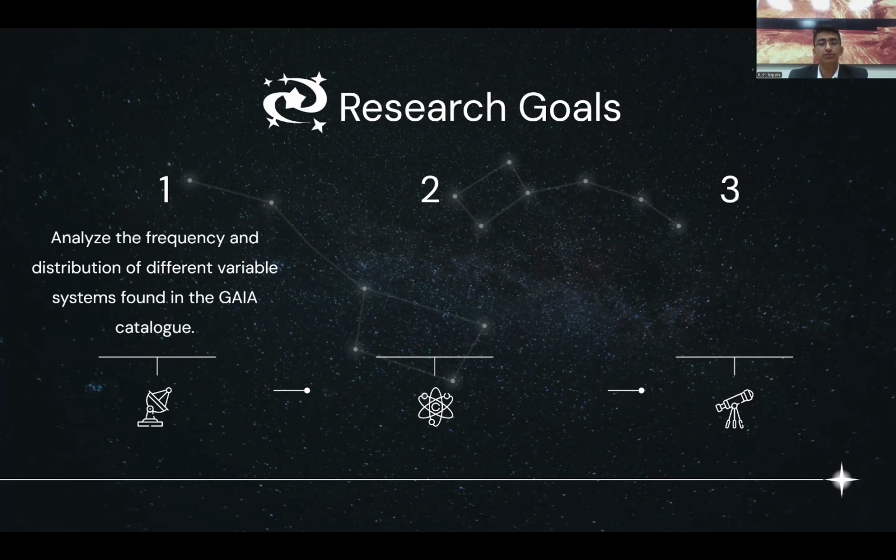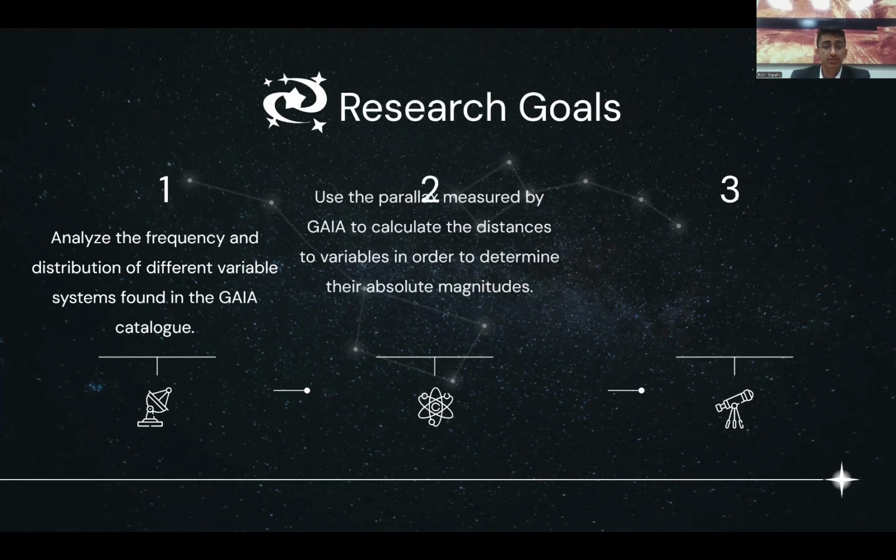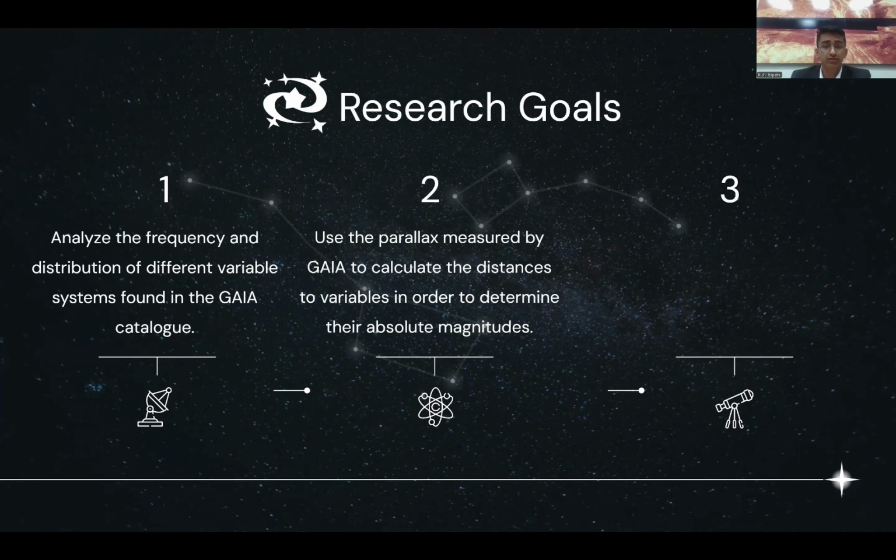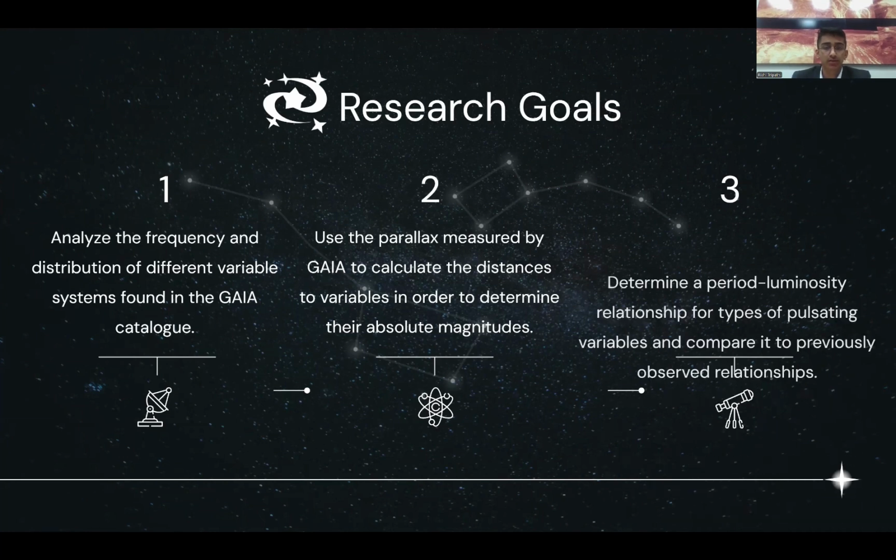We had three goals for this project. Our team wanted to look at the frequency and distribution of the different variables in our Milky Way. We did this by using the data we acquired from Gaia. Next, we used the parallax measured for each of the subjects to calculate the distances to the variables. We did this to determine the absolute magnitudes of the variables.